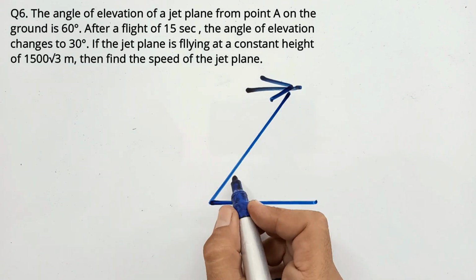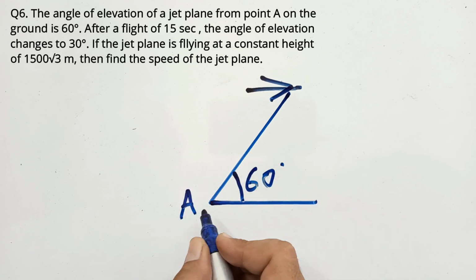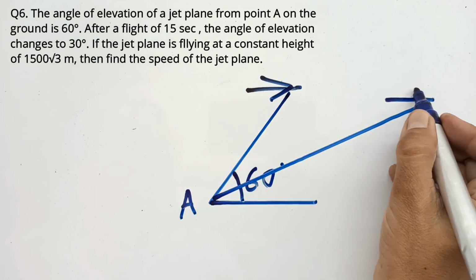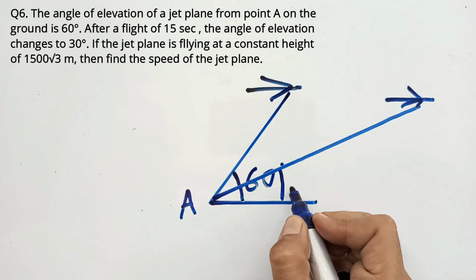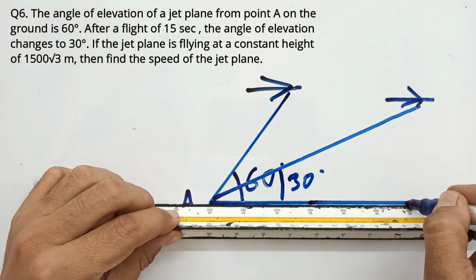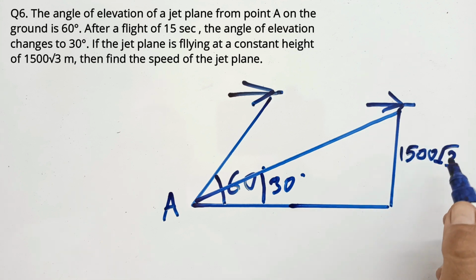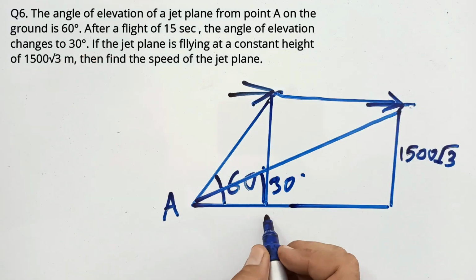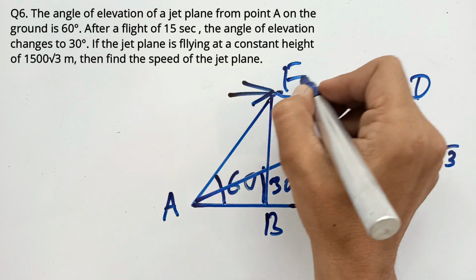Let us suppose this is a jet plane and this is a point A. Angle of elevation is 60 degree. Now it changes the position with angle 30 degree from the same point. Height of the aeroplane is constant, 1500 root 3 meter. Let the points be B, C, D and E.